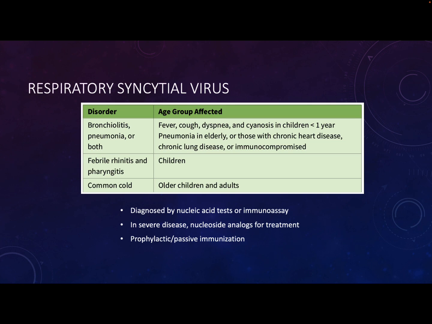Generally, what the majority of children would have, if they don't develop more severe symptoms, is a fever, runny nose or stuffy nose, and a sore throat. A classic upper respiratory tract infection. And it can have common cold symptoms in older children over the age of 5 and adults who are not elderly. So it can be diagnosed by nucleic acid tests or immunoassays.